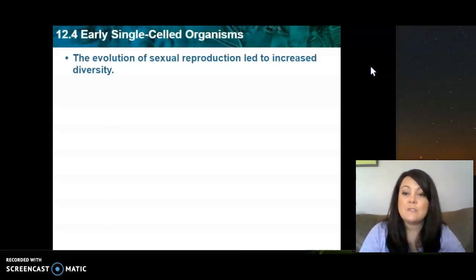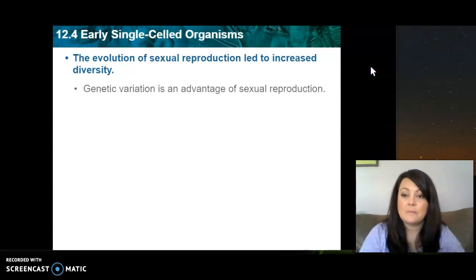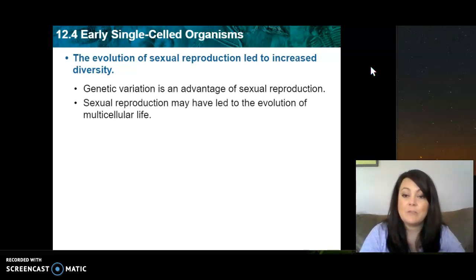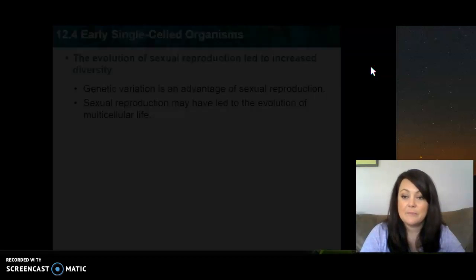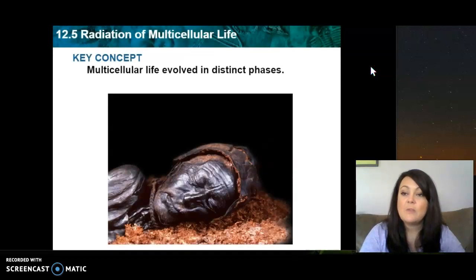The evolution of sexual reproduction has led to increased diversity. Genetic variation is an advantage of sexual reproduction. Sexual reproduction may have led to the evolution of multicellular life. 12.5 Radiation of multicellular life. Multicellular life evolved in distinct phases.